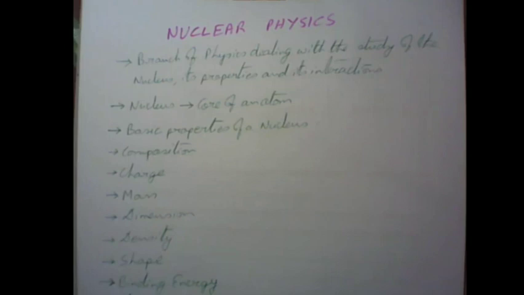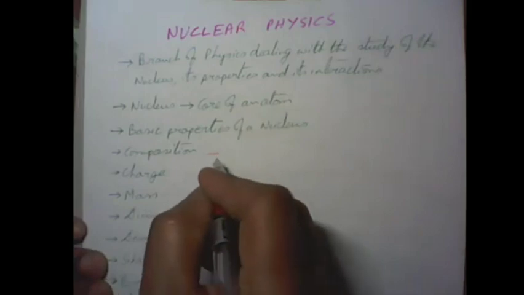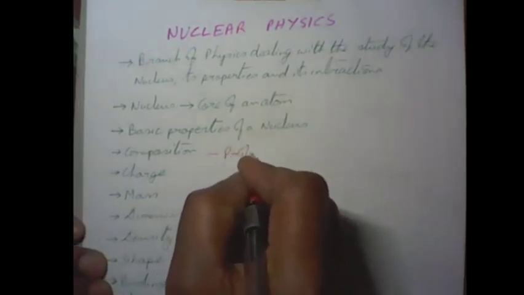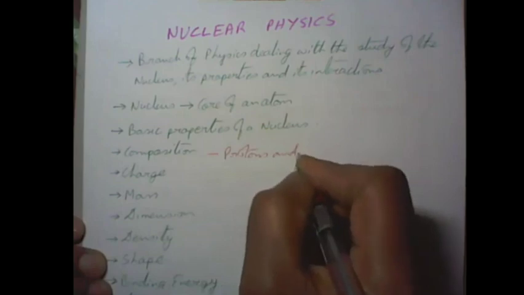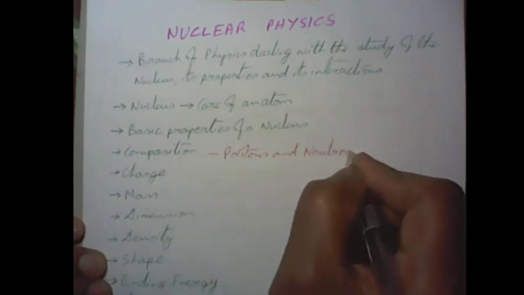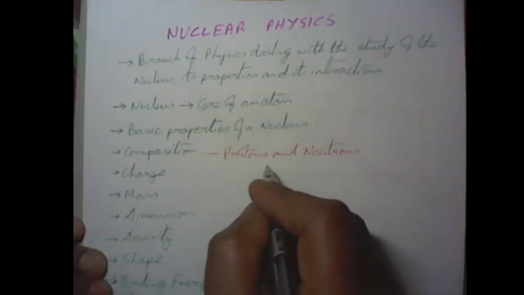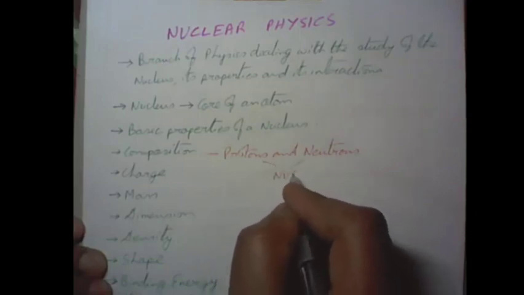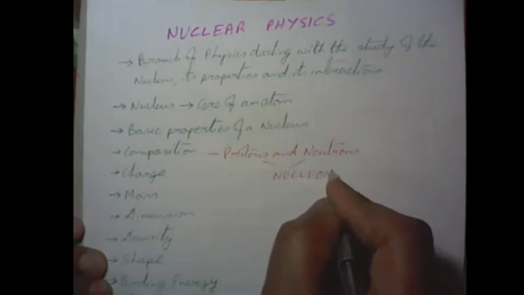So the nucleus has its own physical properties. We can talk about its composition. The nucleus is composed of the protons and the neutrons. Together we call them the nucleons. So it is composed of the protons and neutrons. Now that we are studying nuclear physics, we'll together call them the nucleons. We use a new term called the nucleons.